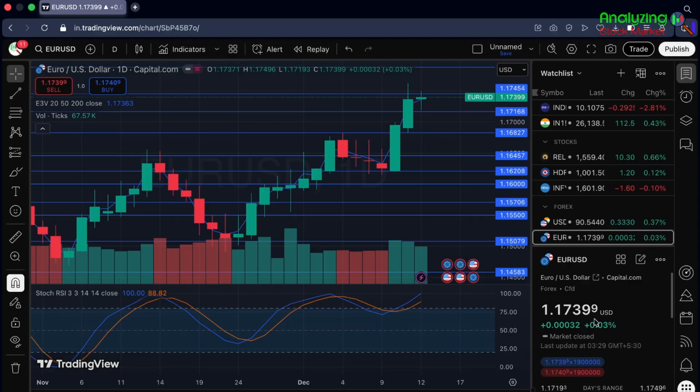I'll also be marking some important support zones and resistance zones which will help you to take better stop loss and target levels according to your bias. And I'll also be sharing my opinion on what will happen in the coming week according to my analysis and previous week movement. So let's check our weekly chart first.